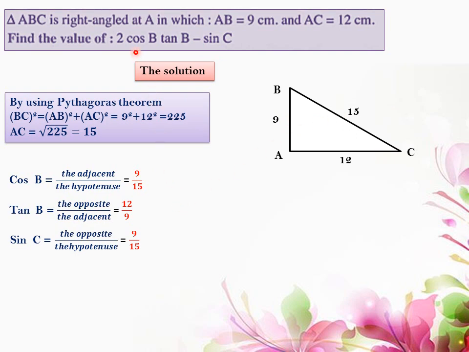Now let's substitute in the question. 2 cosine B tan B minus sin C. 2 cosine B means 2 times cosine B times tan B, so 2 times cosine B, 9 over 15, times tan B, 12 over 9, minus sin C, which is 9 over 15. You can put it on your calculator. The result will be 1.